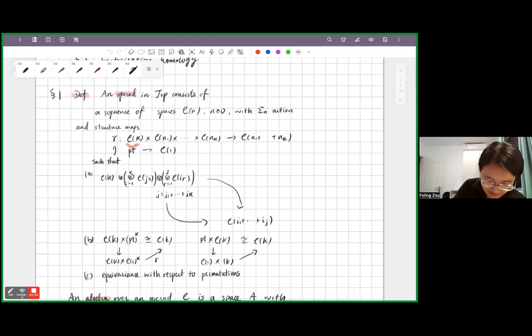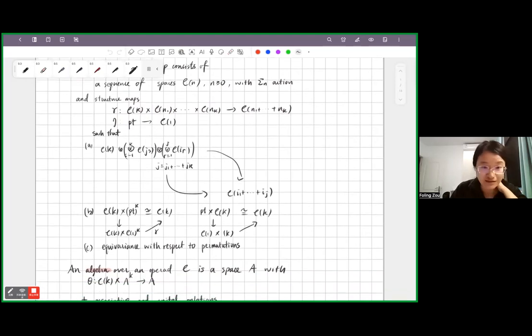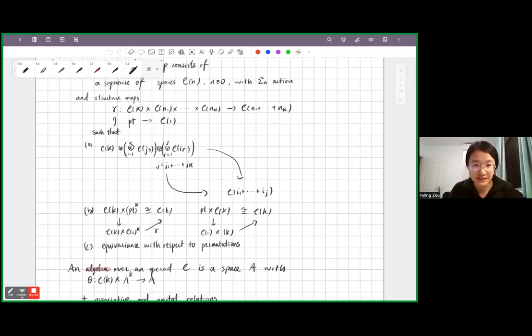So the k-th space can be thought of as k-ary operations, and if you have k inputs and then you have k operations, you can compose them to have an operation of this many inputs. And you also have a unit that is a map from a point into the first space C_1. And it needs to satisfy some compatibility relations.